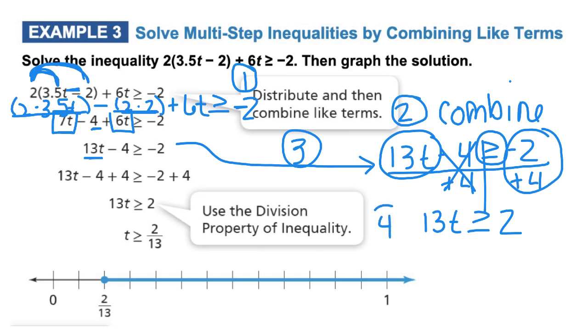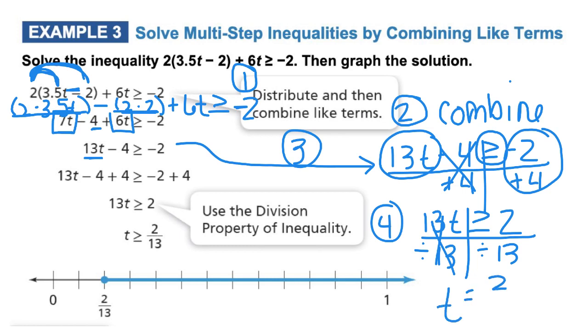Step number 4, I'm going to multiply or divide. The opposite of multiplying by 13 is dividing by 13. Notice they left this as a fraction. Perfect. Love it. Could have changed it into a decimal, but they chose not to.